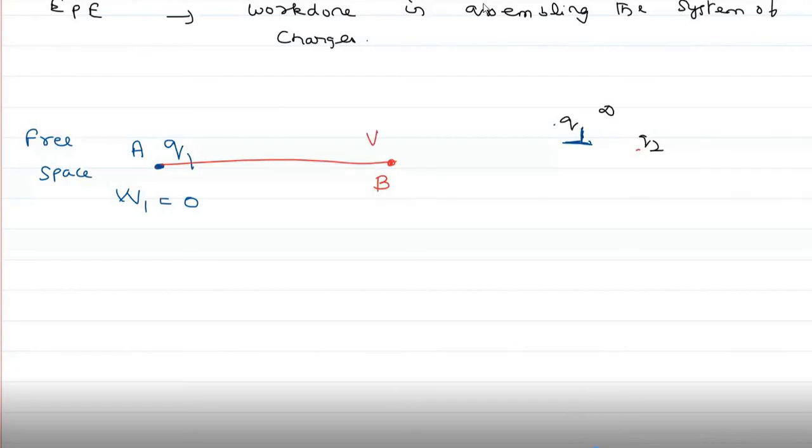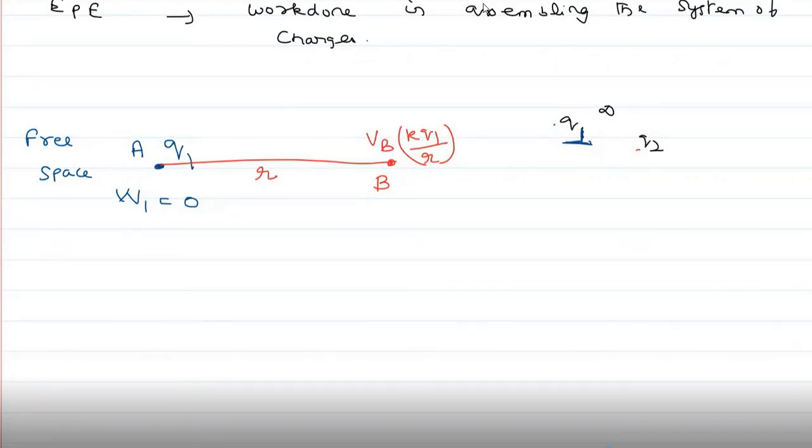Let us take that potential as VB. What will be the potential at B due to this charge Q1? If it is at a distance R, it is K Q1 by R. So this will be the potential due to the charge Q1, because now it has come to the place A. It starts ruling, so it will have its own electric field and potential at each and every point.